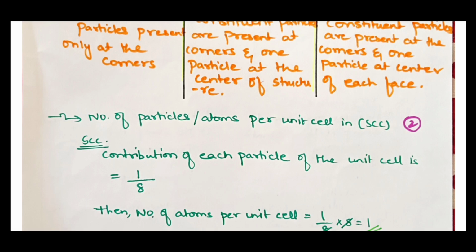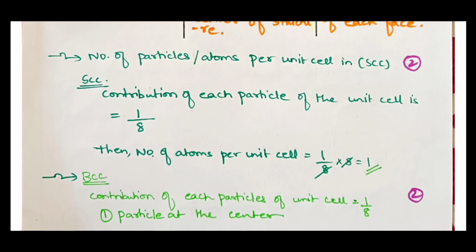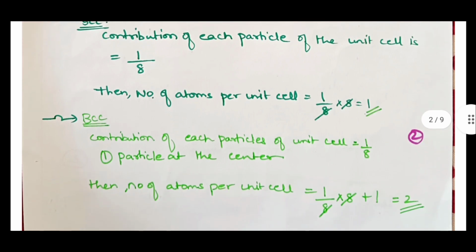This is an important 2 marker. They can ask you to write the number of atoms or particles present per unit cell in SCC. For that, what I have written below: the contribution of each particle of the unit cell at the corners, at the vertices, is 1 by 8. How many vertices are there? Totally there are 8 vertices. So if you multiply 1 by 8 into 8, you get the answer 1. This is the number of atoms or particles present in SCC, because here the constituent particles are present only at the corners.